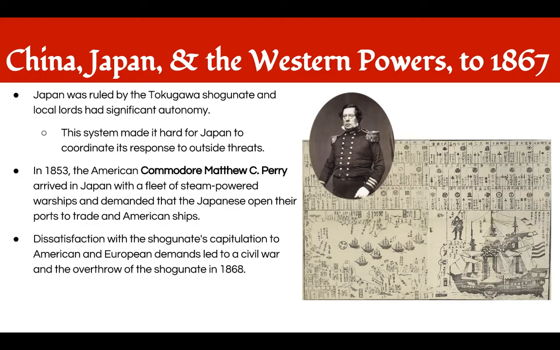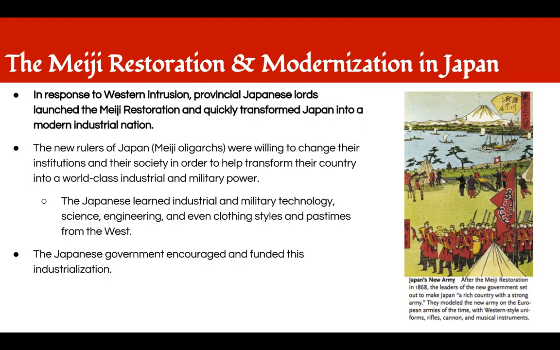There's a lot of dissatisfaction with the shogunate, though, when he capitulates with the Americans and Europeans, and so it leads to a civil war and an overthrow of the shogunate in 1868. And this is the dawn of the Meiji Restoration. In response to this Western intrusion, we see the shogunate overthrown and local Japanese provincial lords launching this idea of a restoration, which quickly is going to actually modernize Japan.